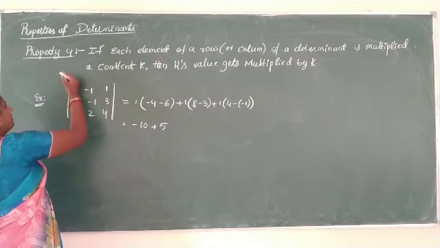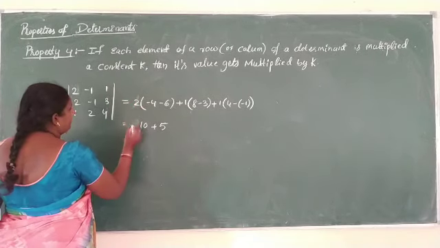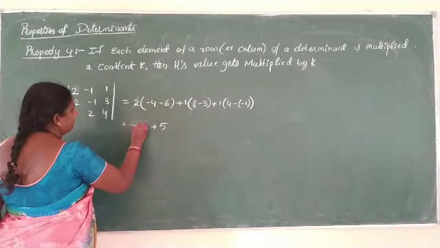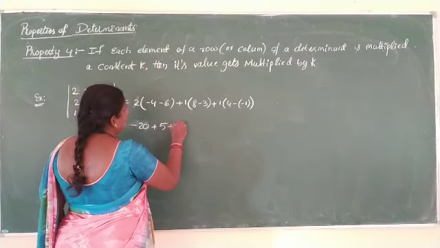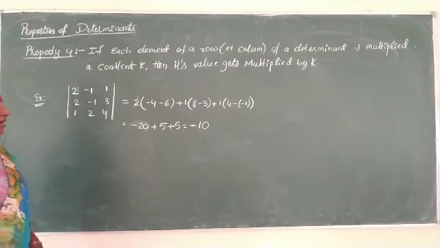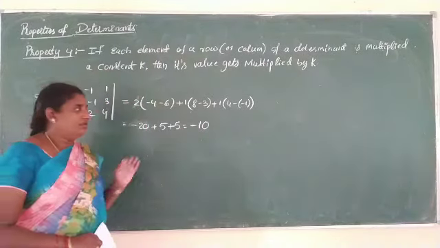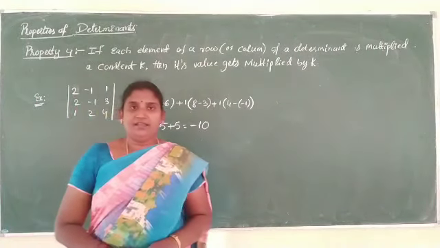Okay, take this number as a 2. If you take this number as 2, it will be -20 plus 5 plus 5. So this value is how much? -10 we got. This is the original matrix I took, and its value I got as -10.